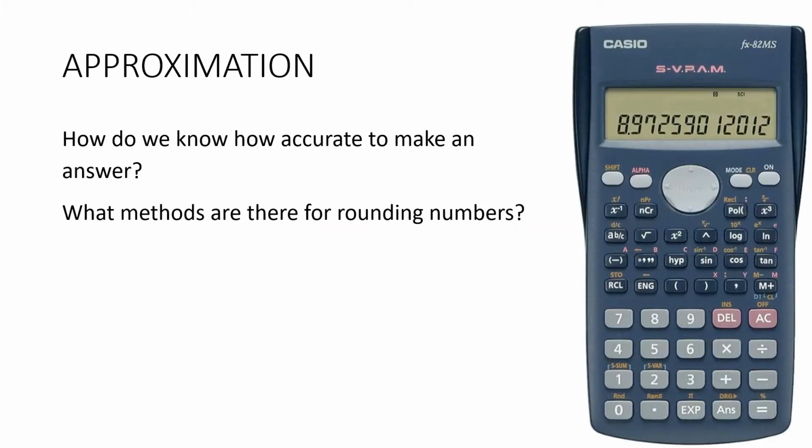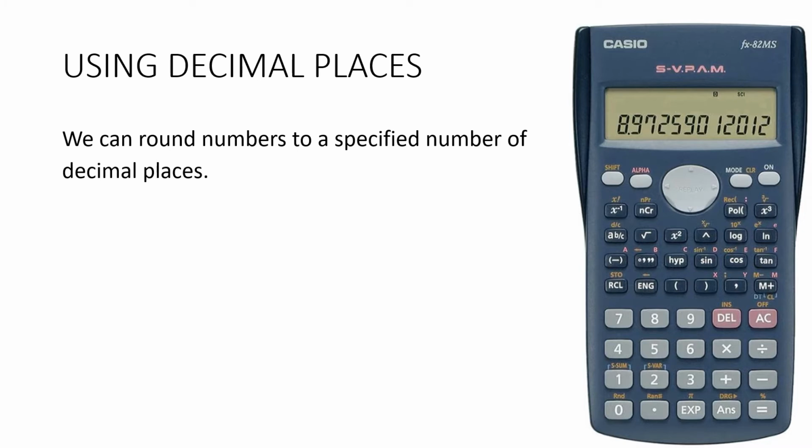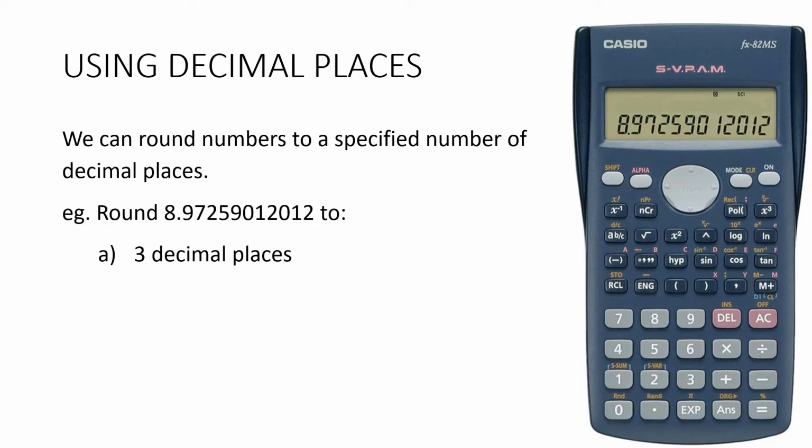So how do we know how accurate to make an answer, and what methods are there for rounding numbers? Now we can round numbers to a specified number of decimal places, and you've been doing this since year 7, or maybe earlier. So suppose we want to round this number to 3 decimal places.